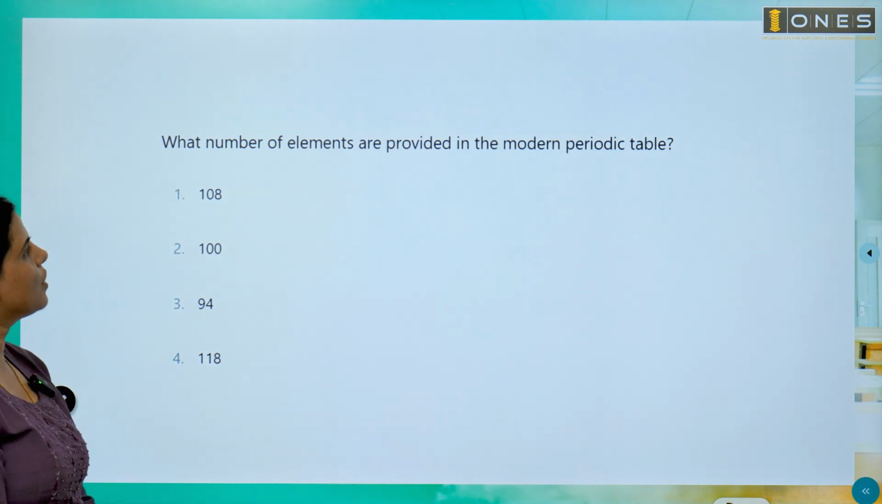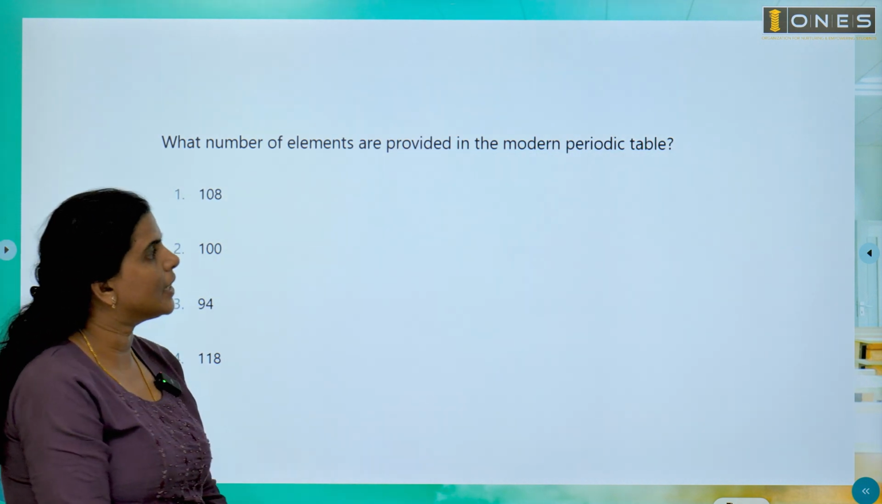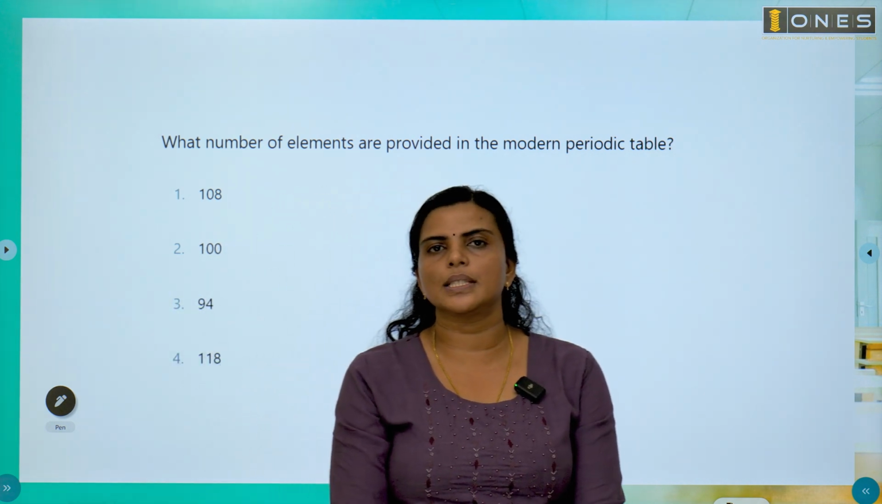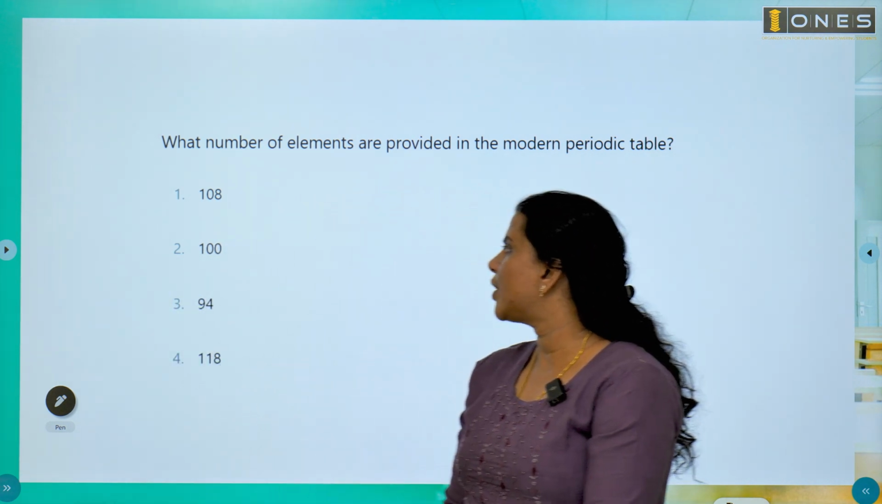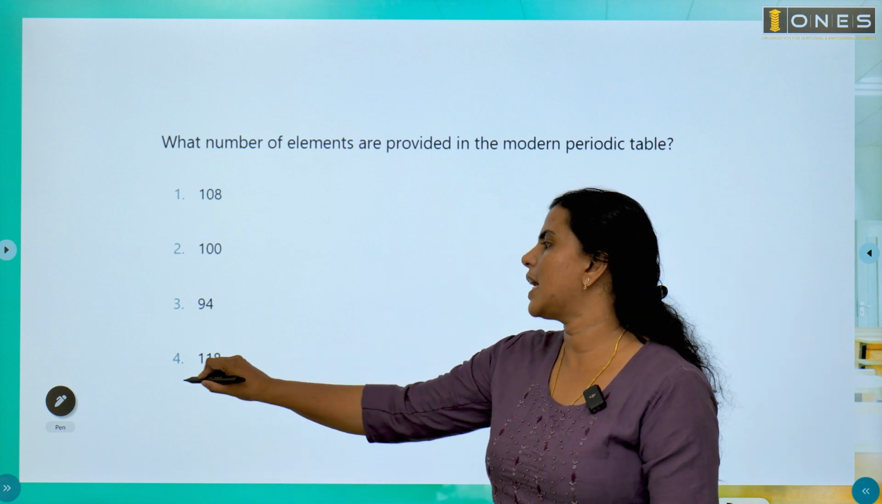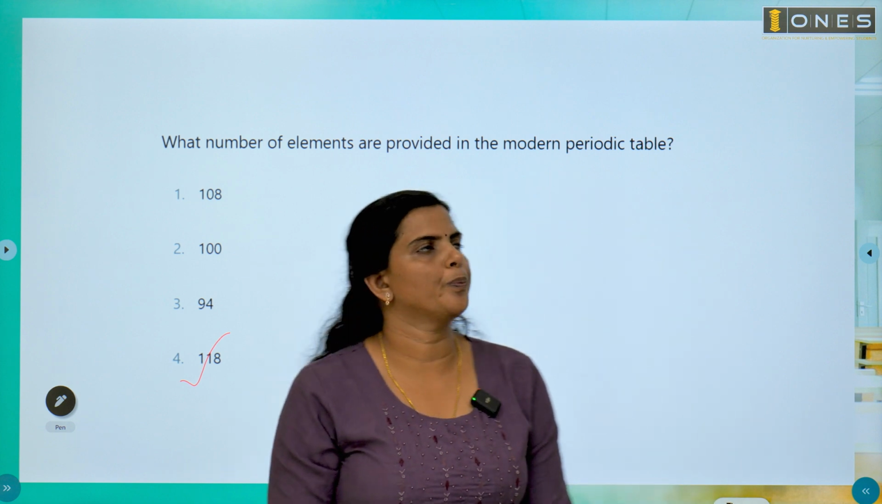So what number of elements are provided in the modern periodic table? The question asks how many elements the modern periodic table has. Options are 108, 100, 94, 118. The right option is 118, option 4.